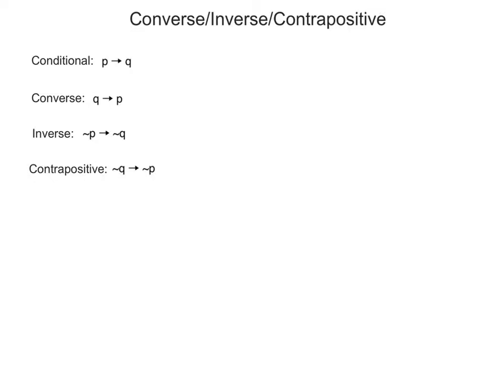The last option we have is to not only negate them, but to also flip them. This gives us our contrapositive. As you can see, we have not only negated P and Q, but we have switched their order so that we end up with if not Q, then not P.